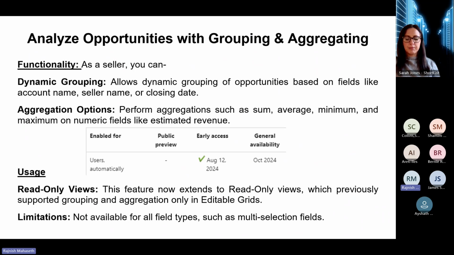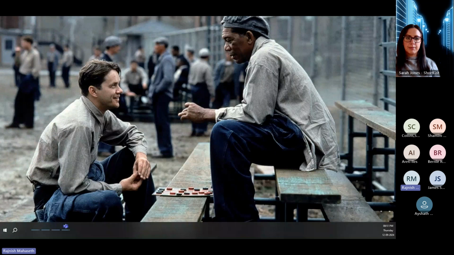So coming to the demo, let me just come here and show you here. Okay. So simply open any opportunity. If you open opportunity, this is the view. Let me go to all opportunities. You can perform it on any of the views. And if you click on the drop down here, you can see the group by option.